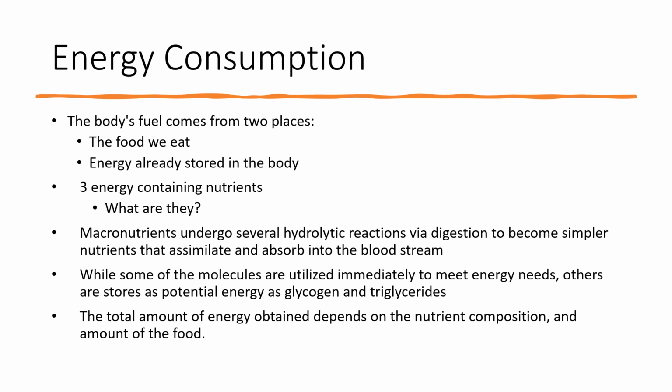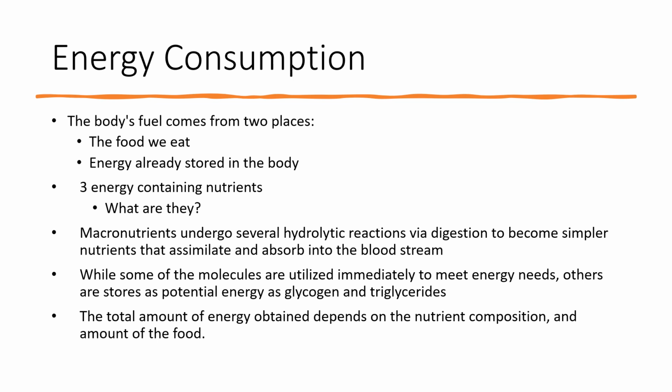So our energy consumption, where do we get energy? Well, the body's fuel comes from 2 places. The first being the food we eat, and then the energy already stored in the body. There are 3 different energy-containing nutrients, and those are going to be our carbohydrates, our fats, and our proteins, which are our macronutrients. So macronutrients are going to undergo several hydrolytic reactions via digestion to become simpler nutrients that assimilate and absorb into the bloodstream.